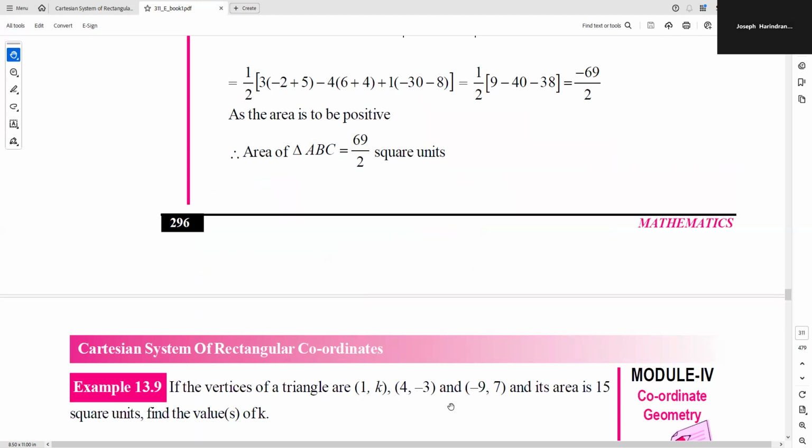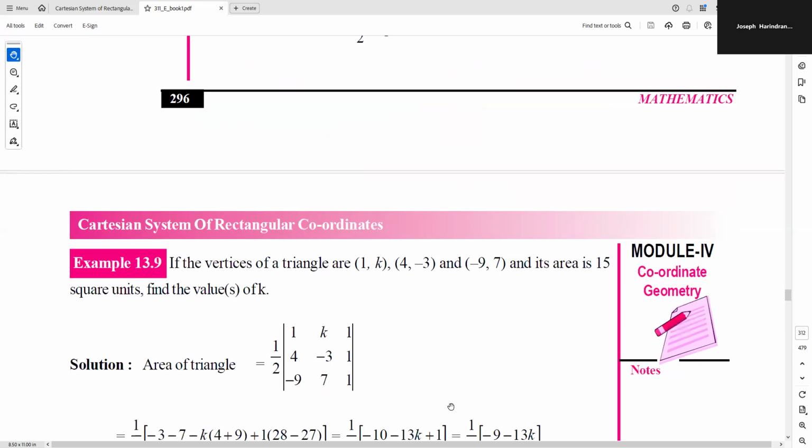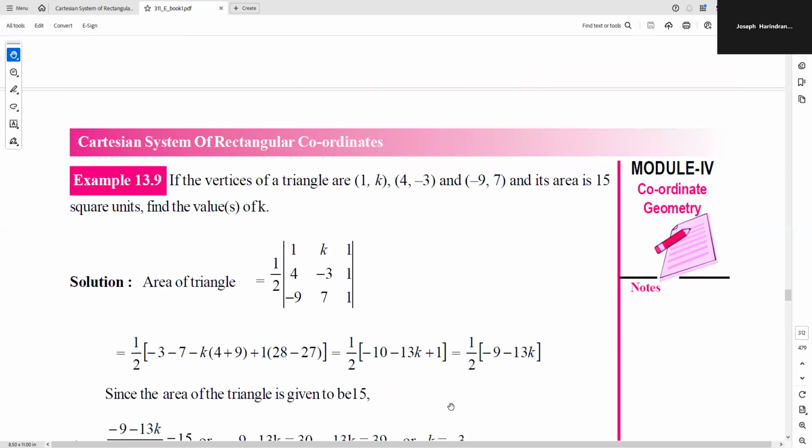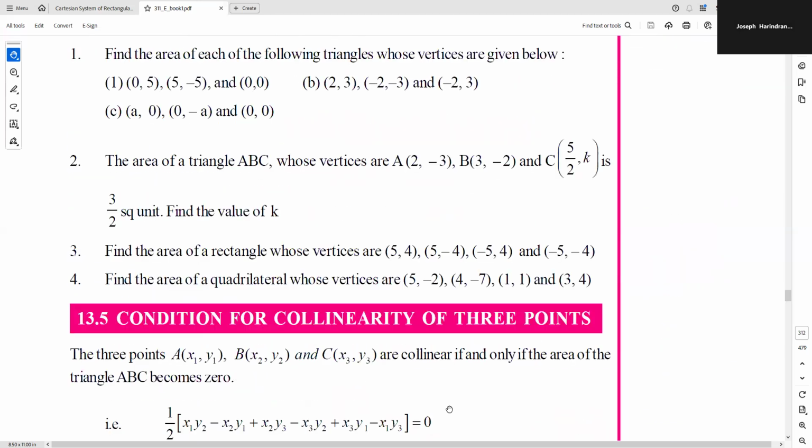If area is given and one of the coordinates is a variable, you can find the value of that variable by using this formula and equating it to the given area.